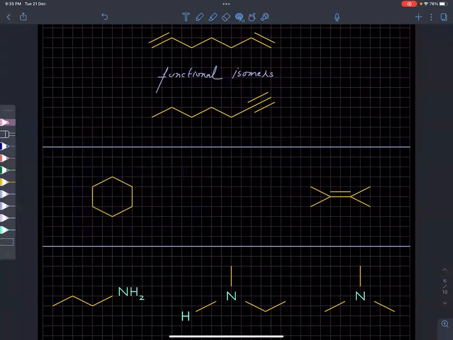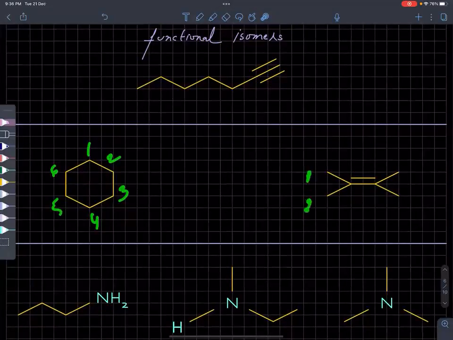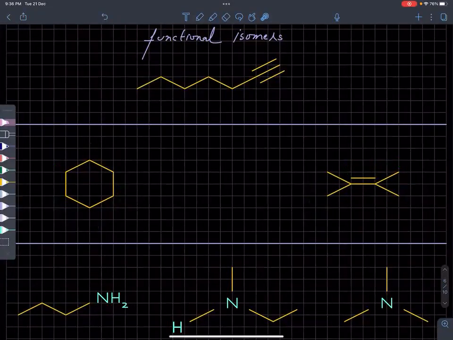No, sir, they're not isomers. Count the number of carbons: 1, 2, 3, 4, 5, 6. Here also 1, 2, 3, 4, 5, 6. Yes, sir, they're isomers. The number of carbons is the same.